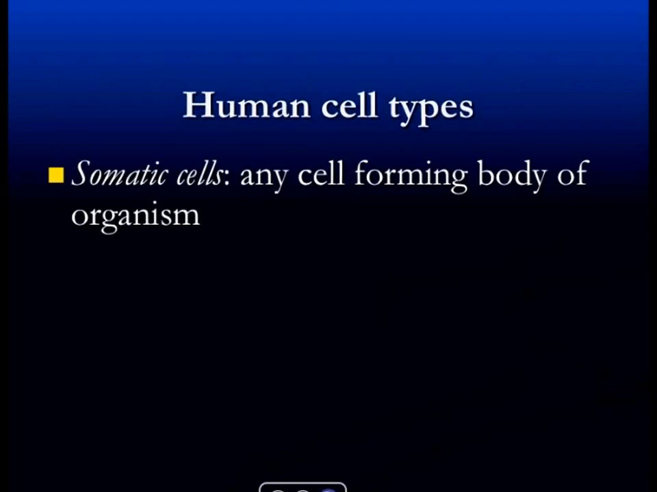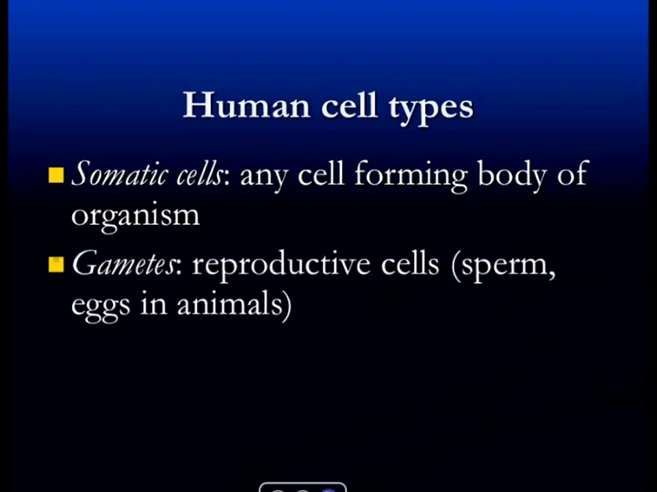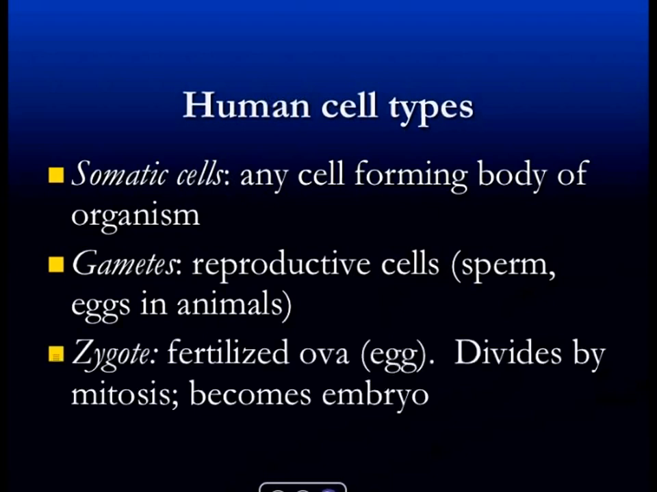Okay, a couple things about human cell types. Some of this we've learned, but this is terminology. Somatic cells is a general term that refers to any cell that forms the body of an organism. Soma means body. So somatic cells are everything other than gametes. Gametes are reproductive cells of sperm and egg in animals.